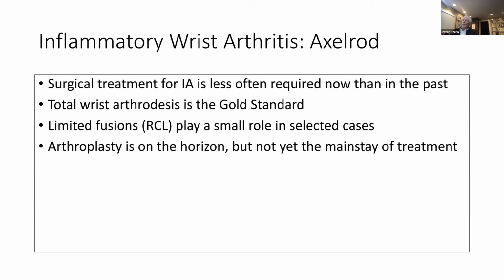Total wrist arthrodesis remains the gold standard for the management of rheumatoid or inflammatory arthritis of the wrist. He felt that there was a very limited role, or a small role, for limited carpal fusions. And he made the point, particularly with our European colleagues, that arthroplasty is on the horizon. My personal experience, again, interjecting, is that arthroplasty in rheumatoids is seductive, but it has not been very successful, particularly if you treat patients long-term.